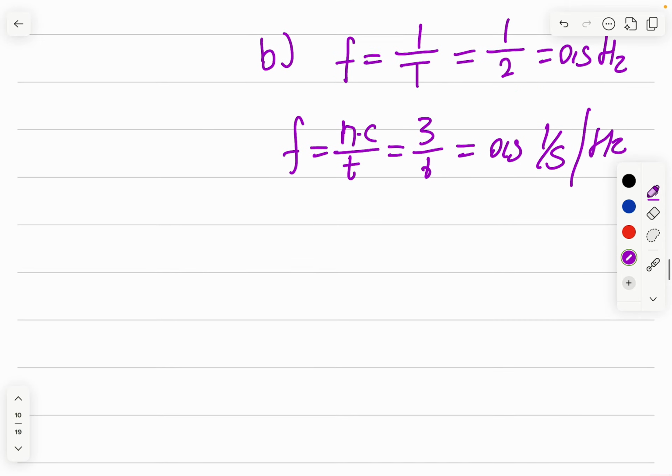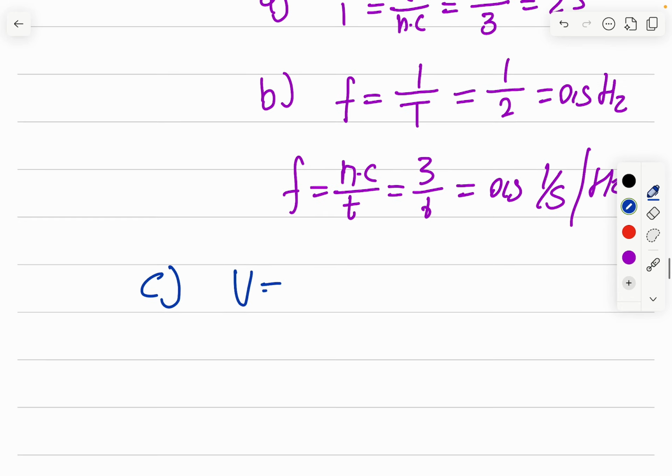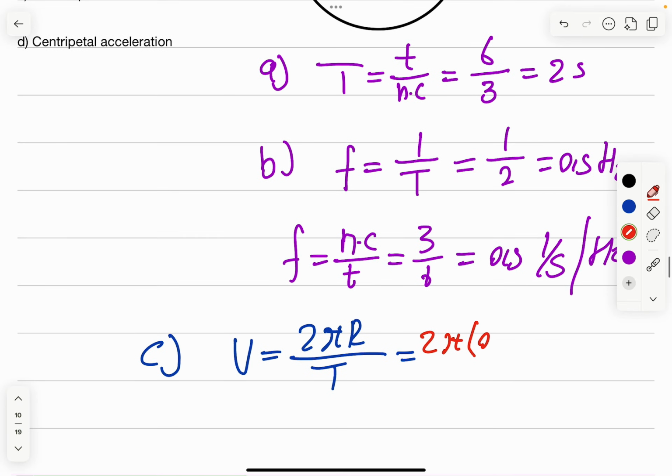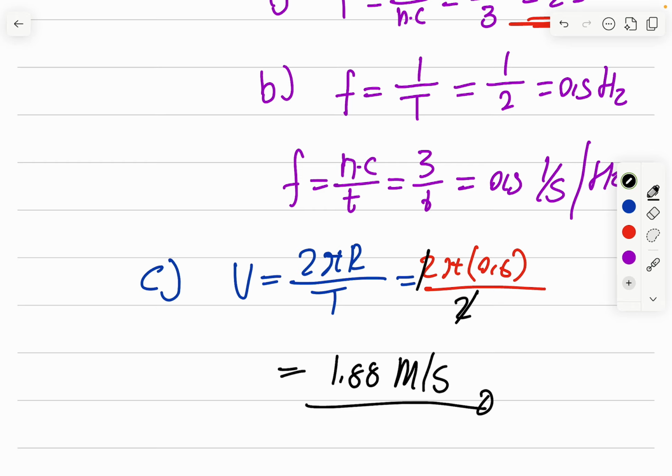So they say calculate the linear speed. See, calculate the linear speed. They're talking about the velocity. Velocity equals what? 2 pi r divided by what? By the period. So we are going to substitute 2 pi. Your radius is what? They give the radius as 0.6. Then the period, you calculated it here. Don't mix it up. Your period was 2. Therefore your answer is going to be 2 pi multiplied by 0.6, divided by 2. Your answer is going to be 1.88 meters per second. This is your final answer.